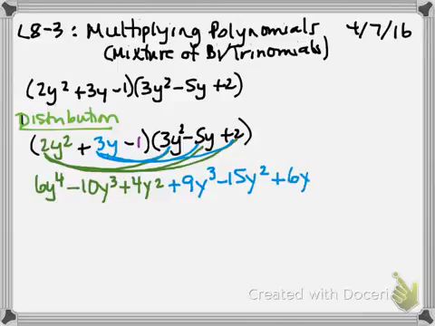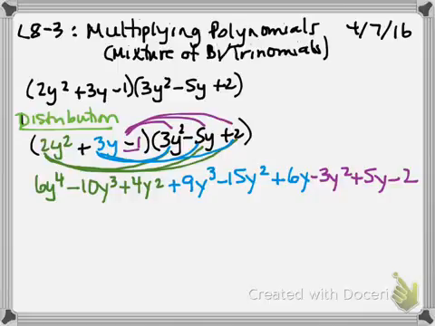Now, where it gets tricky, remember, is watching signs. So I'm going to multiply everything in the second polynomial by a negative 1. So actually, all that's going to change is the sign, because multiplying by 1 is not going to change the value. So that's going to make the 3y squared a negative 3y squared. It's going to make the negative 5y a positive 5y. And it's going to make the positive 2 a negative 2. Okay? Now the fun bit is we've got to look for like terms. So I'm going to circle up.